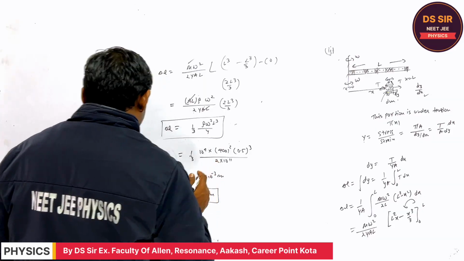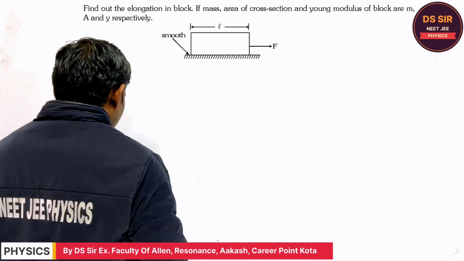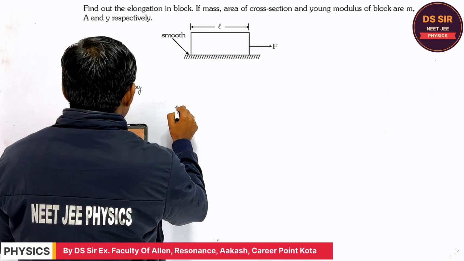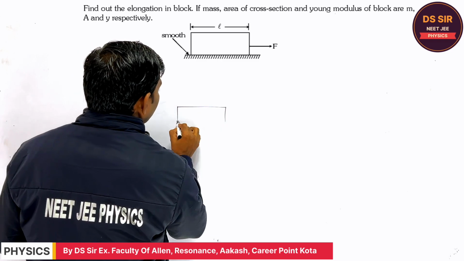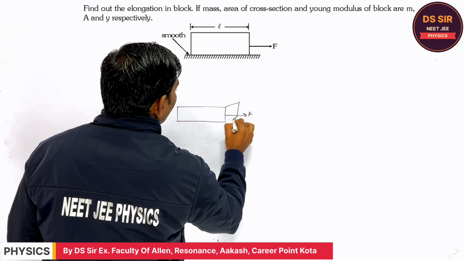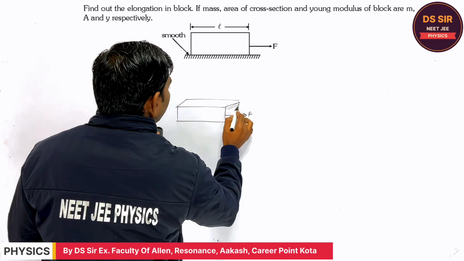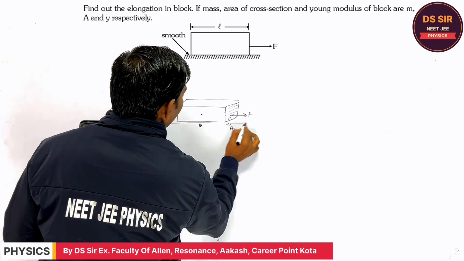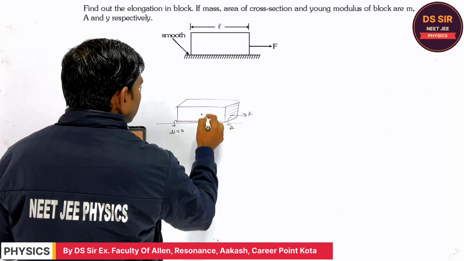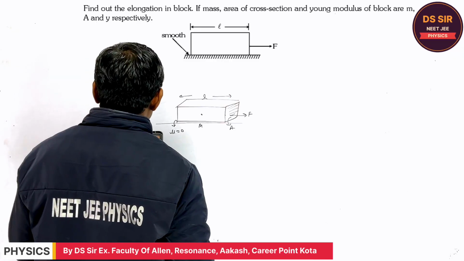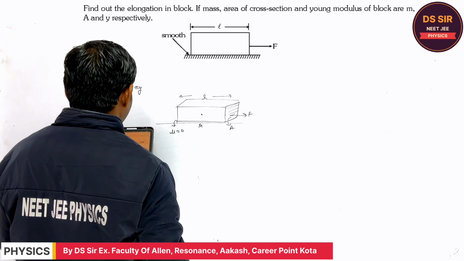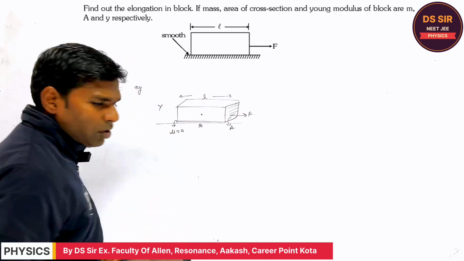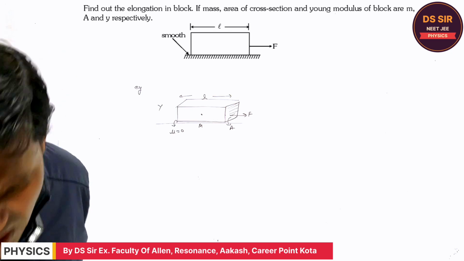All right, copy this. So read this question. In this question, you have to find the elongation in the block. This is the block, right? The force F is applied over this area. The area is A, you can think, and the mass is M, and there is no friction over here. It is smooth. The length of this block may be assumed to be L, and the Young modulus is Y, you can think. Is it clear or not? So you have to find the elongation.